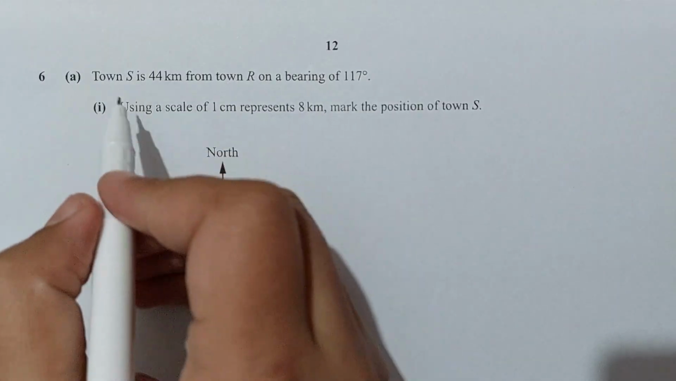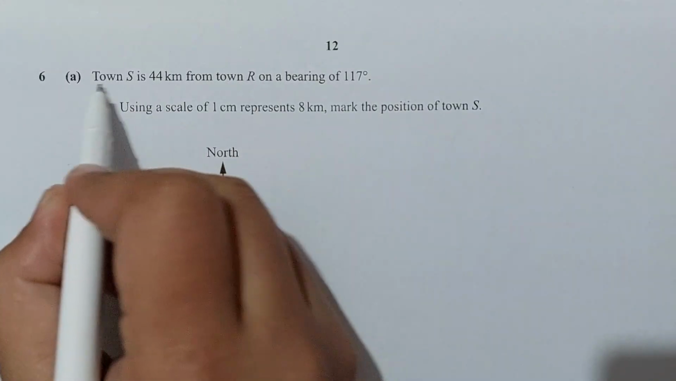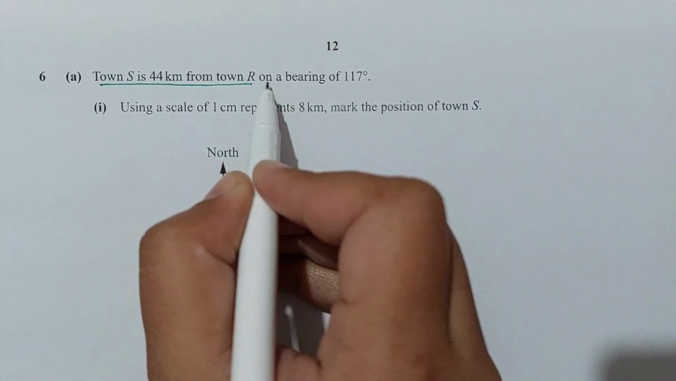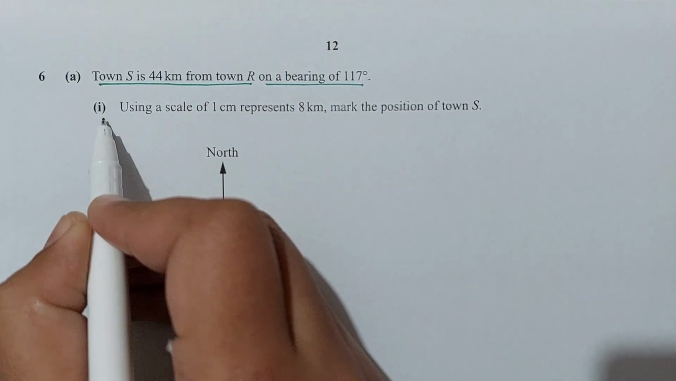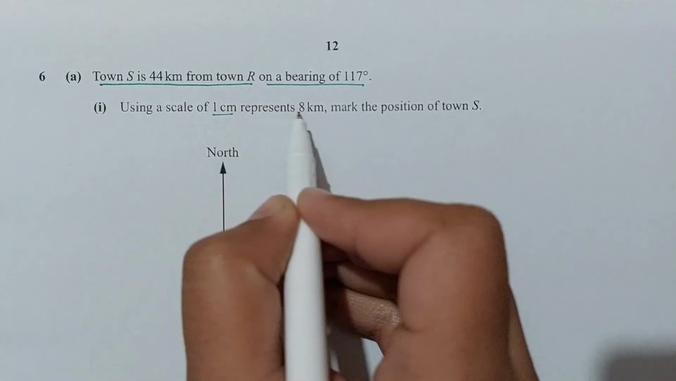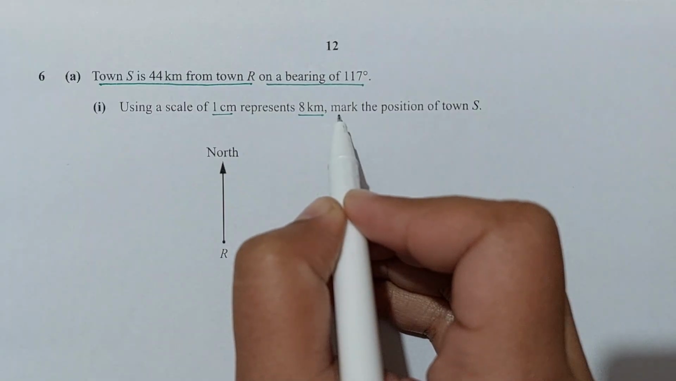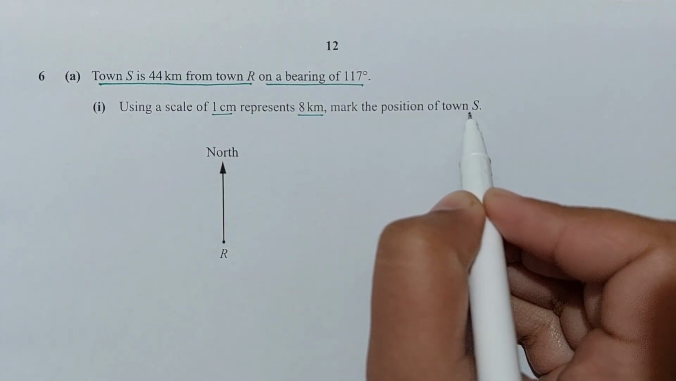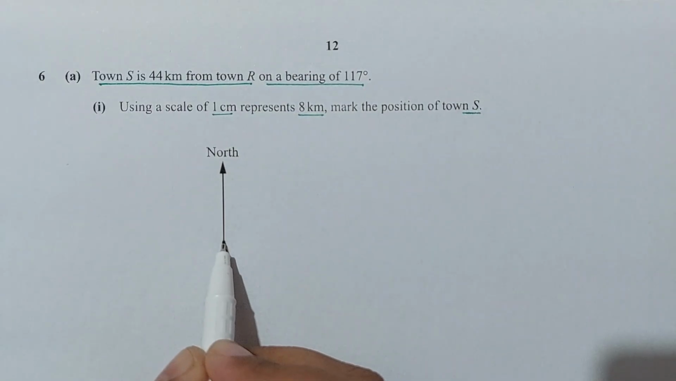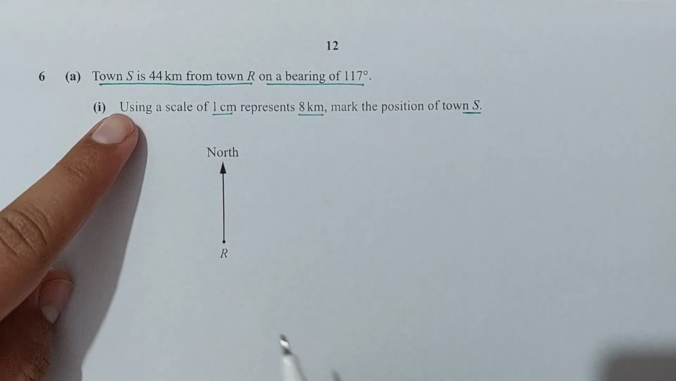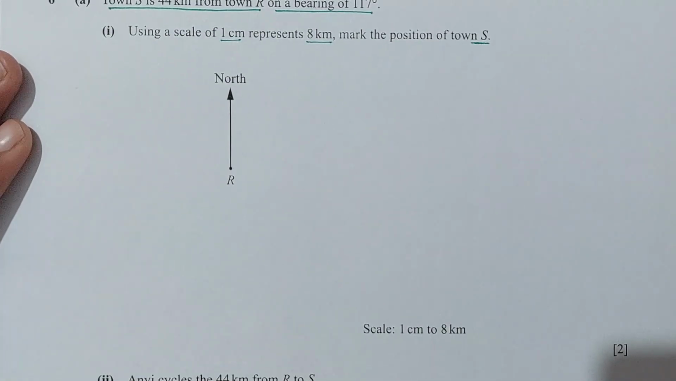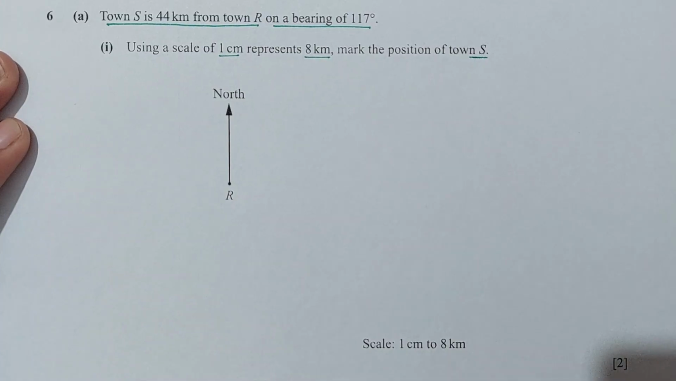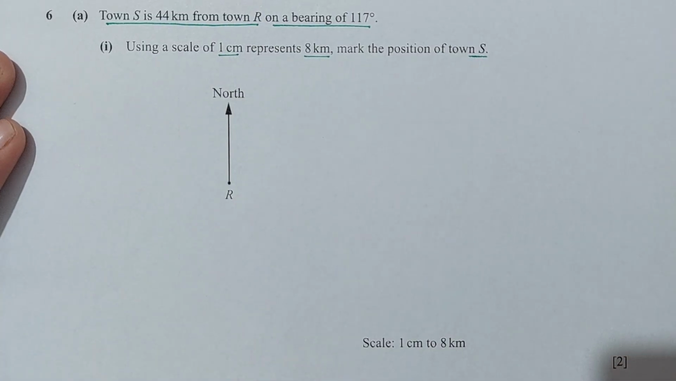Question number 6, part A. Town S is 44 kilometers from town R on a bearing of 117 degrees. Use a scale of 1 centimeter represents 8 kilometers. Mark the position of town S. Here is town R. Okay, first convert kilometers into centimeters, because I do not have a calculator of kilometers. 1 centimeter is 8 kilometers.